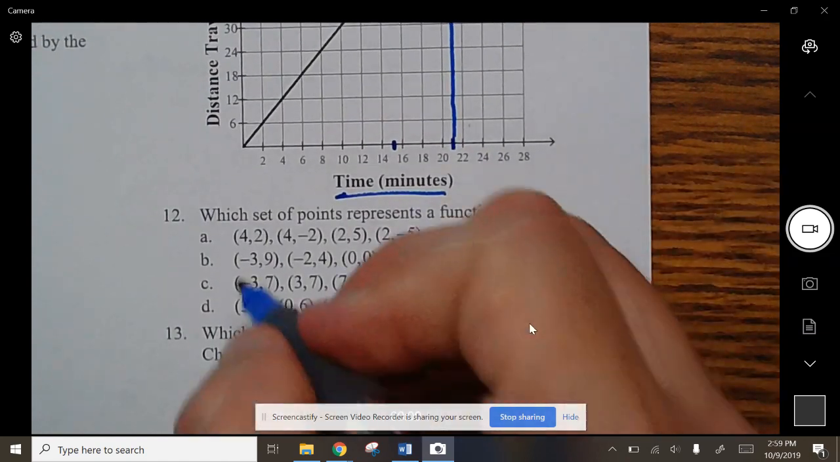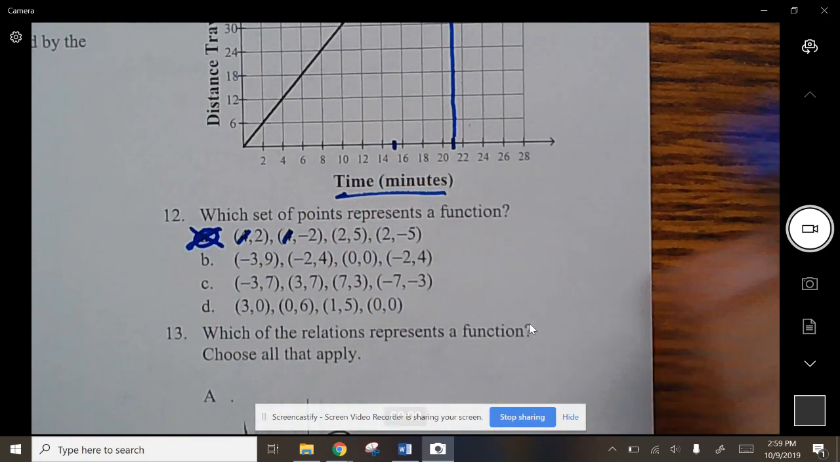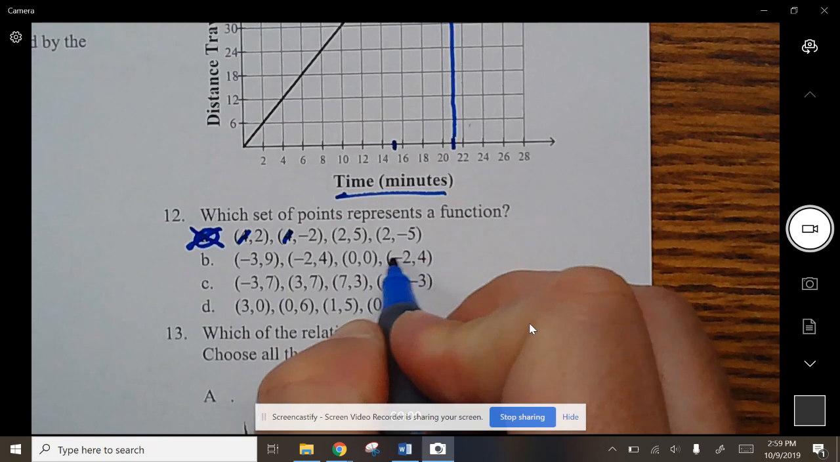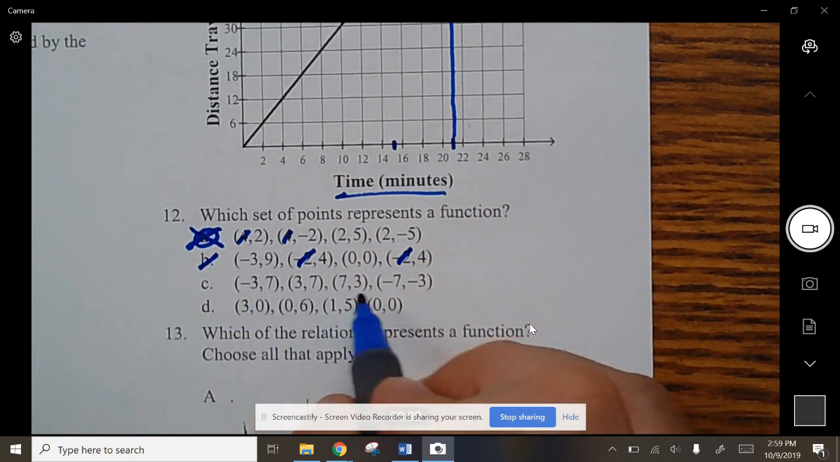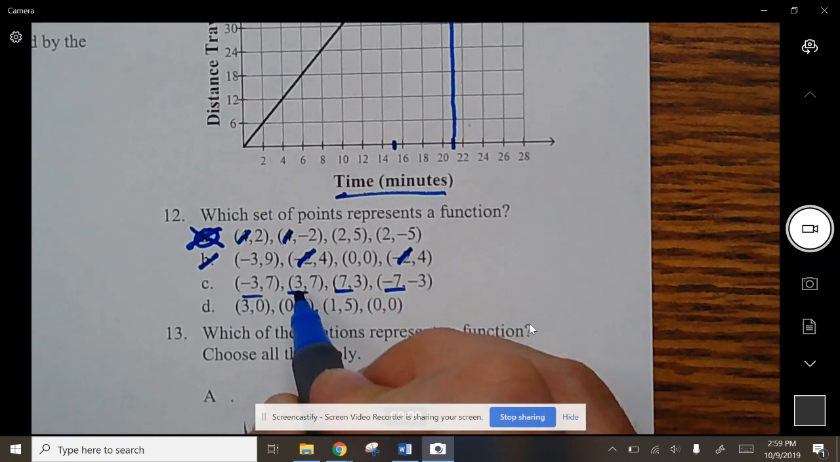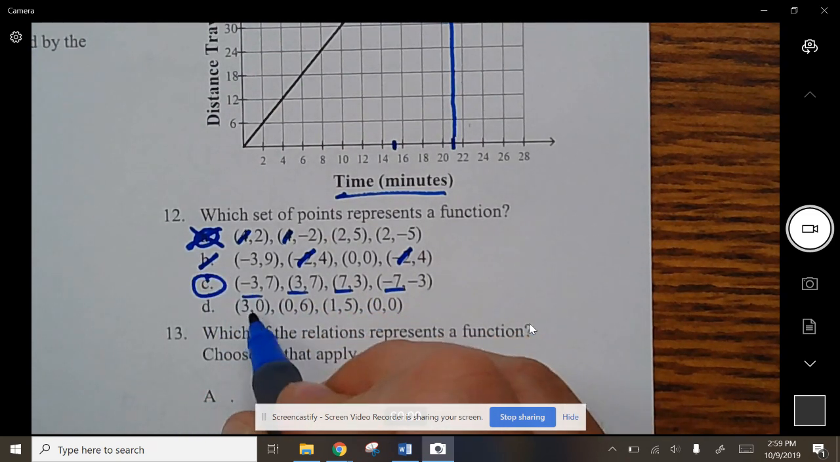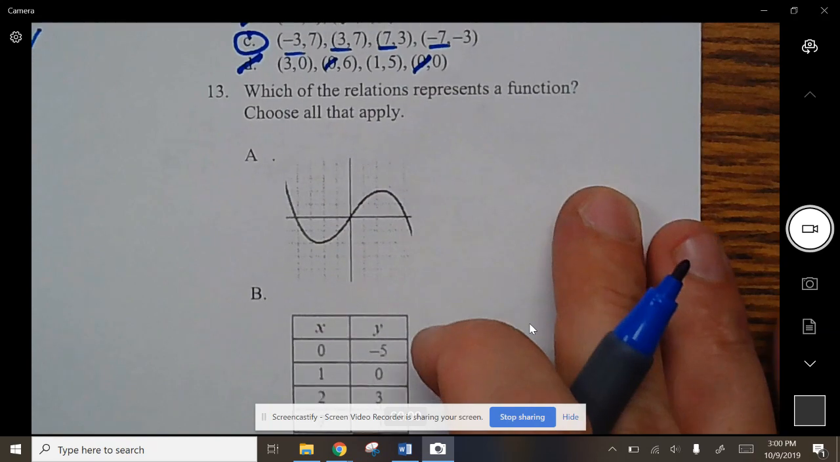Number 12, is it a function? The x's are not allowed to repeat. Nope, not A. Look at the x's here. Nope, those x's are repeating. Not B. Let's look at C. Nope, those x's don't repeat. 7 and negative 7 are not the same. 3 and negative 3 are not the same. And then look at this, zeros and zeros. It's not D.